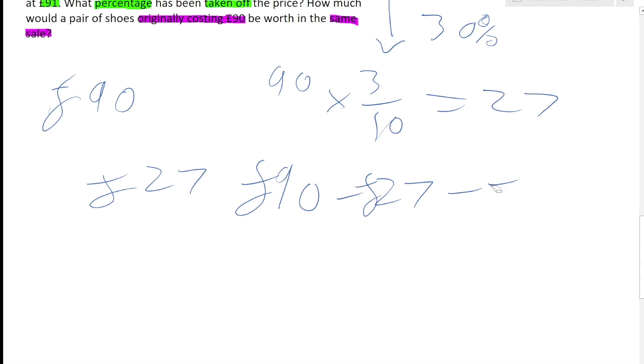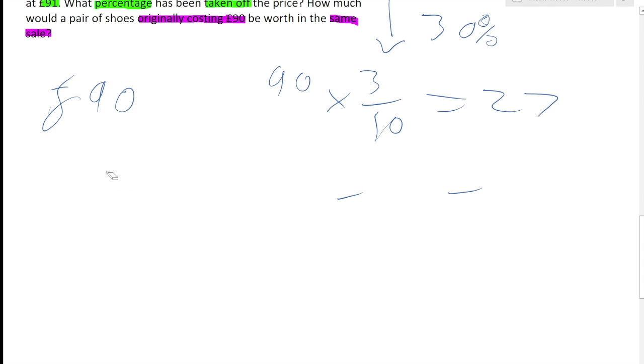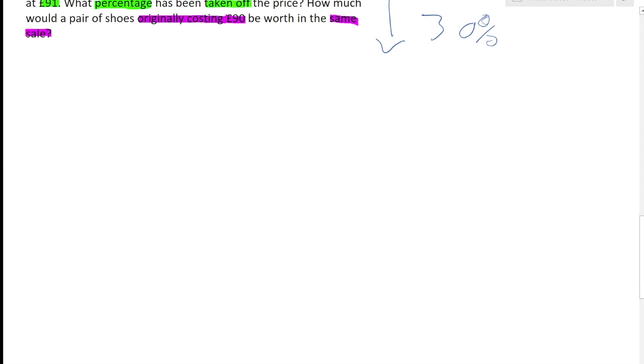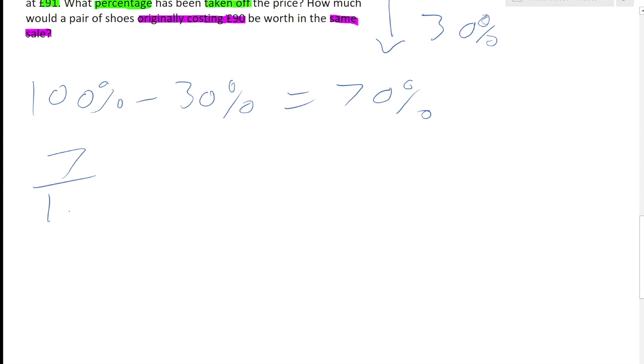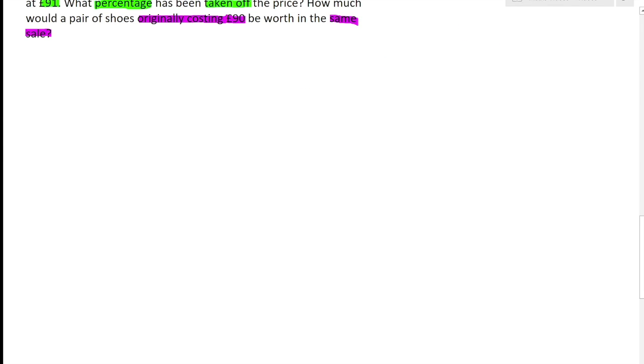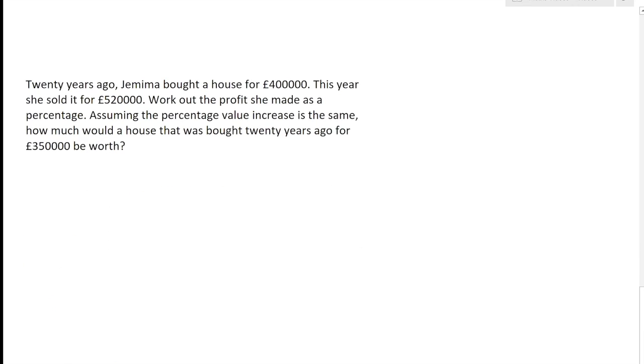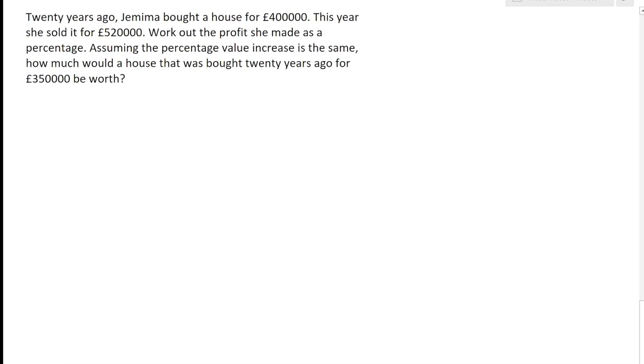Again, you can do it the other way. Say, well, I've got 100% minus 30% equals 70%. So I just want 70% or 7/10 of £90, which equals £63. However you do it, get £63, you'll get the marks. Okay, so one more question, and this time I'm not going to do any of the work for you until it's time for the answer.